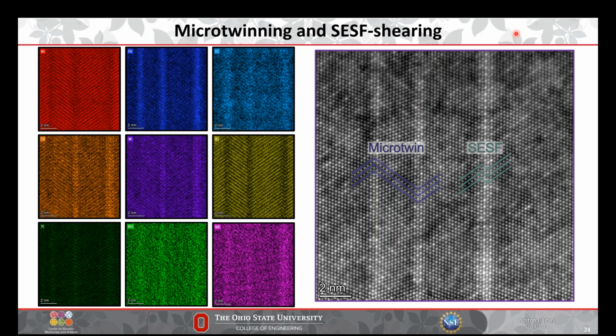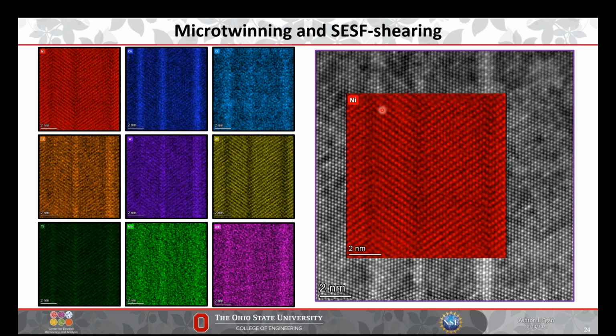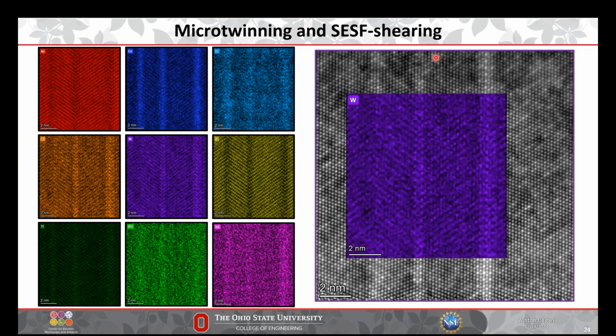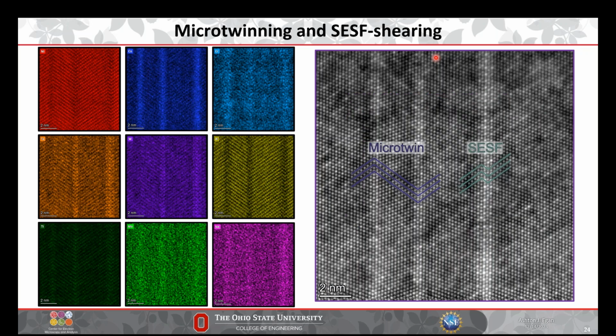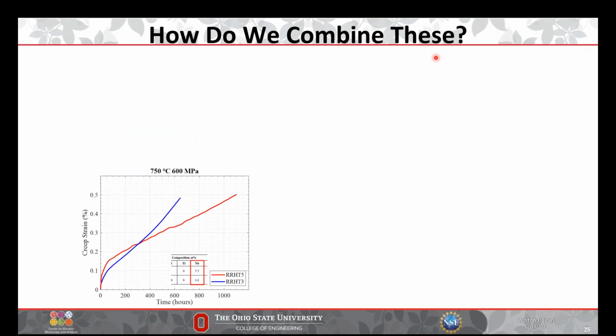So for these local phase transformations, we get basically a denuded area of aluminum and nickel and some enrichment of what we call LPT formers. In this case, cobalt, tantalum, tungsten, and then niobium is also there. And so we can overlay these on top, and basically you can see where all the atoms are and where the atomic species are as well. So that's really useful. Okay, so how do we combine all this, right? So we have some creep tests with two alloys that vary only by 1 atomic percent, but somehow one is better.